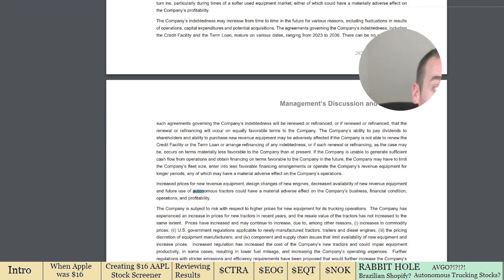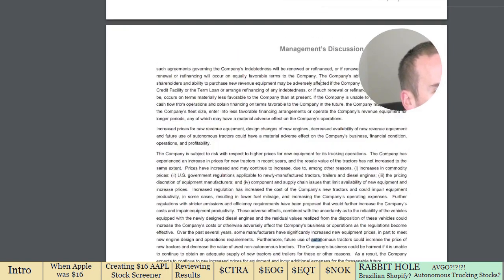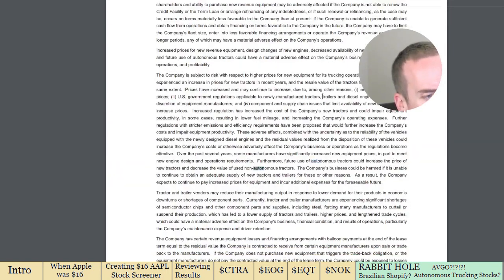Okay, so they're at least open to getting the tractors, but it doesn't sound like they want to be the creator, which is fine. Okay. This is the same paragraph. They talk about autonomous tractors. I don't know how I feel about that. Damn. We're going to pass.